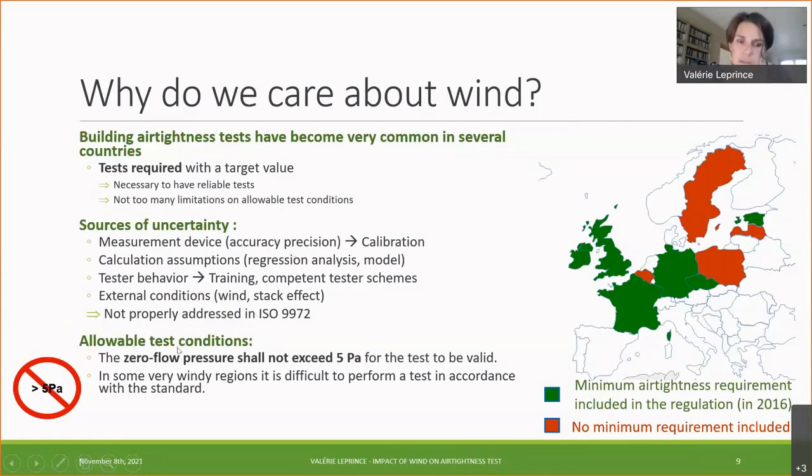Also, regarding allowable test conditions, the zero flow pressure shall not exceed 5 pascals. These are the rules in ISO 9972 for the test to be valid. The problem is that in some very windy regions, it can be very difficult to perform a test in accordance with the standards. And sometimes the building is already so good that even if you have a big uncertainty, it's not that bad, because if you need to reach 0.6 and you have 0.2, even if you have 100% uncertainty, probably the building passes the requirements.